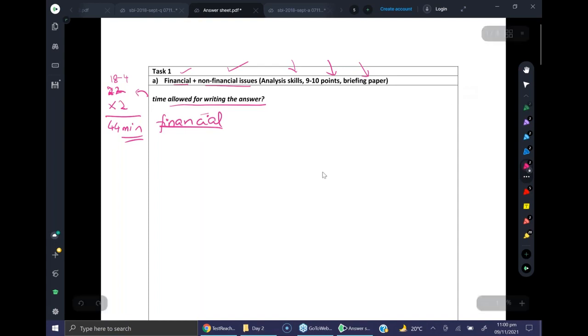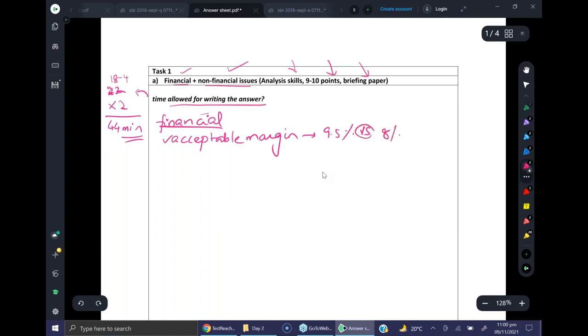Okay. So for financial issues, you can discuss the acceptable profit margin. Explain that 9.5 versus 8 properly: the current project is getting us a 9.5% return and the target return in the annual report is mentioned as 8, so it's more, so it's acceptable in terms of profitability.